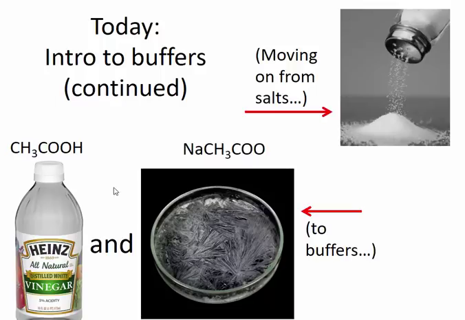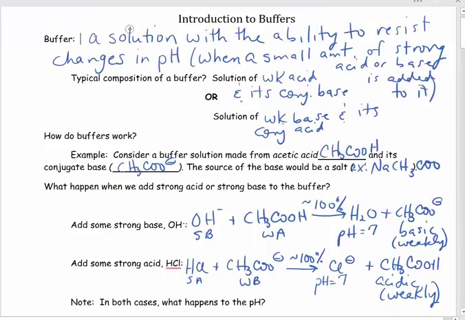And this combination of a weak acid and its conjugate base is able to resist changes in solution pH when a small amount of strong acid or base are added. And notice that we say that it has the ability to resist changes in pH. In other words, the pH, rather than not changing at all, changes a small amount.